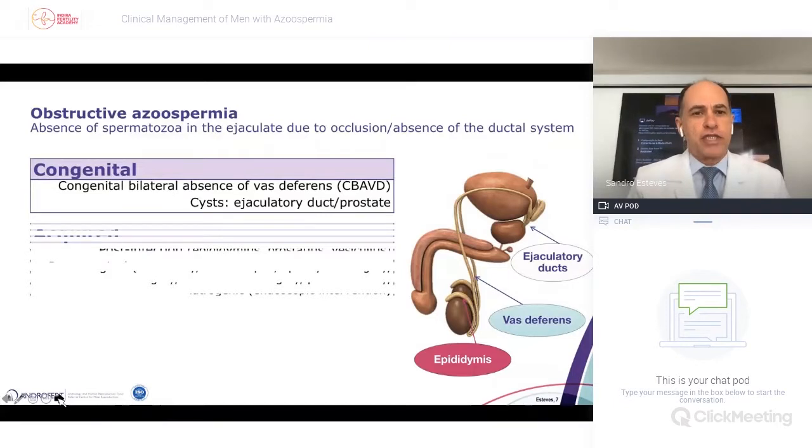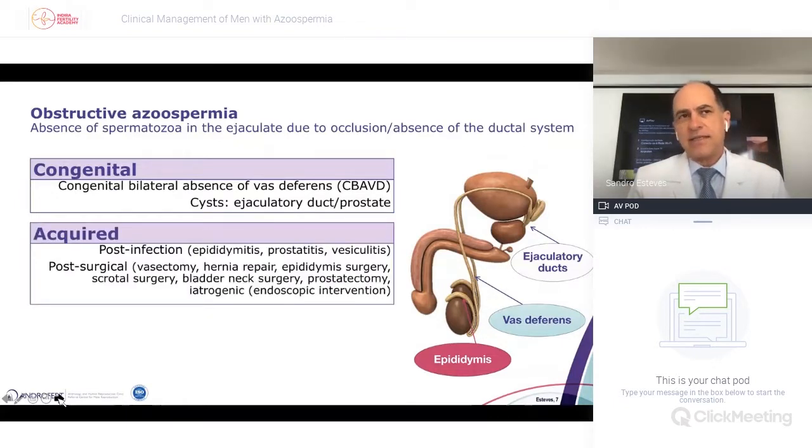Acquired conditions related to obstructive azoospermia, we have plenty. It could be related to post-infection, for instance, epididymitis, prostatitis, or seminal vesiculitis. Post-surgical conditions are related to previous vasectomy, hernia repair, epididymis surgery. Sometimes some doctors actually take out spermatocele, which is a benign cyst involving the epididymis, and this could cause obstruction.